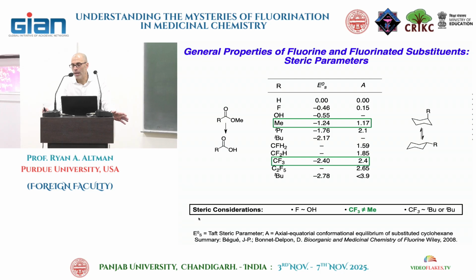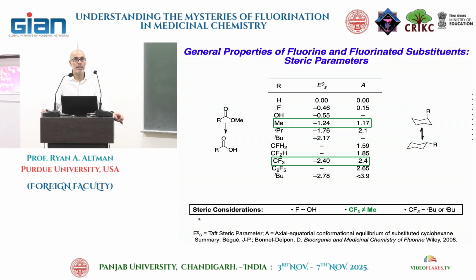So again, let me go back one real quick. On the first one, fluorine versus OH, we're only looking at the Taft parameter there. We don't have the A values on this for the OH. When we look at this data, we can look at both the A value and the Taft steric parameter. In both cases, again, that CF3 is huge. It's big.